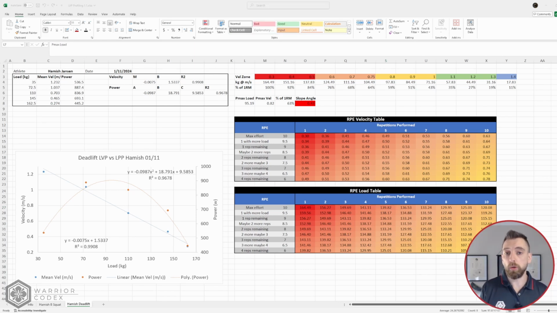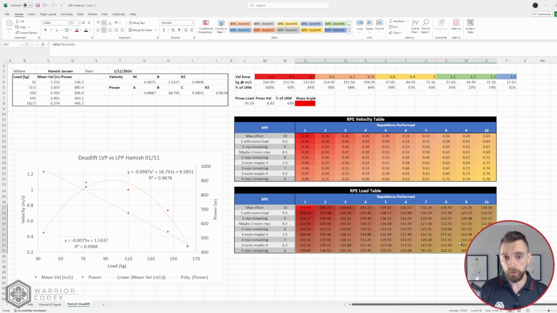So by getting your load velocity and your load power profile tested, you'll receive a sheet that looks exactly like this, except it will have your numbers that you generated from your tests in it. You'll then be able to determine from that what velocity zones you need to be lifting at and what weights you'll need to be lifting to be within those zones.